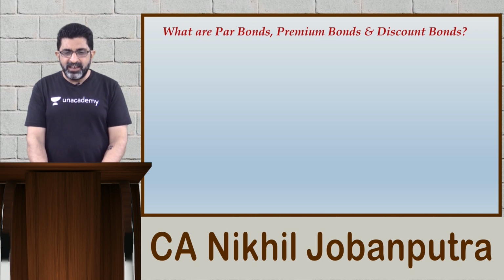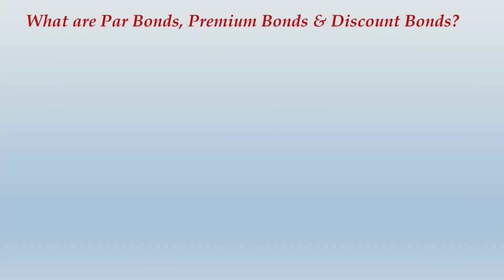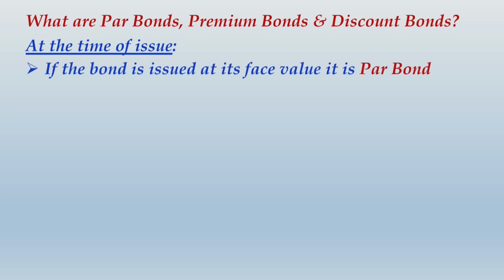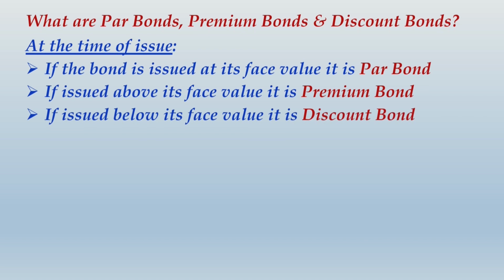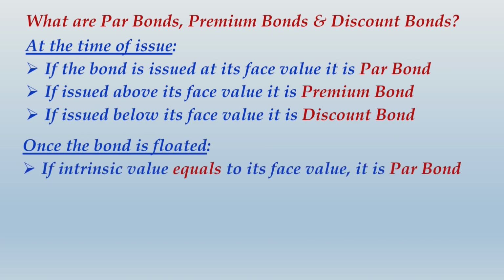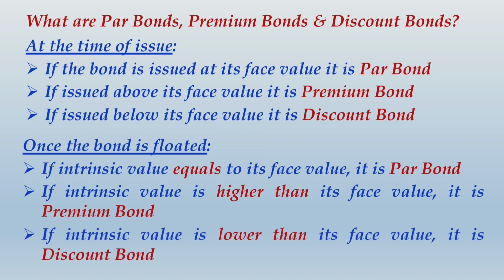So let us do one thing. Let me expand the screen size for your reference. So the question over here is, what are par bonds, premium bonds and discount bonds? At the time of issue, if the bond is issued at its face value, it is a par bond. If the bond is issued above its face value, it is a premium bond. If the bond is issued below its face value, it is a discount bond. Once the bond is floated in the market, if the intrinsic value equals its face value, it is a par bond. If the intrinsic value is higher than its face value, it is a premium bond. If the intrinsic value is lower than its face value, it is a discount bond.